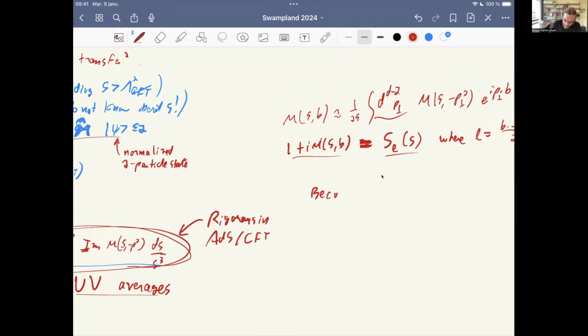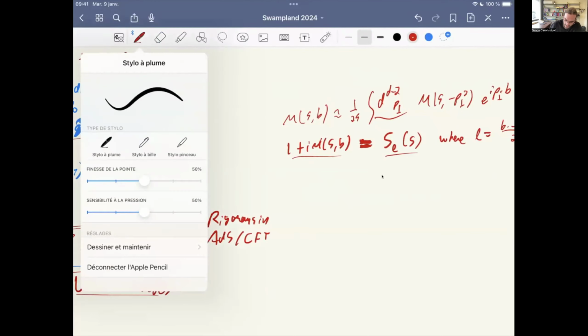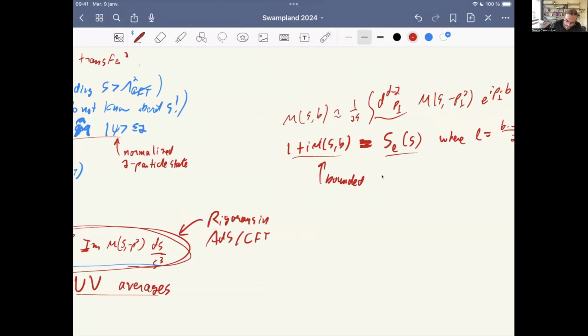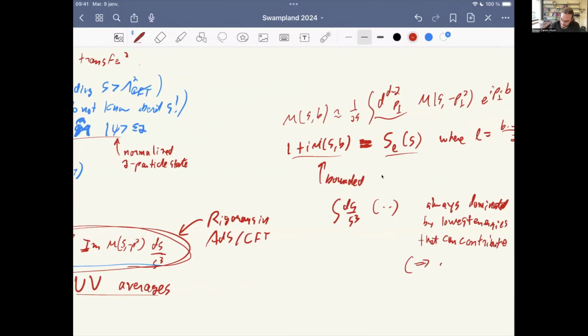So in the deep UV, clearly this is bounded. And just because it's bounded, the integral of ds over s cubed of stuff will always be dominated by the lowest energies at which you get something non-zero. The idea is that this energy will basically be the QFT breaking scale. The proposal that Yue-Zhou will elaborate on is that we can define the QFT breaking scale from the energy scale at which these integrals get dominated.